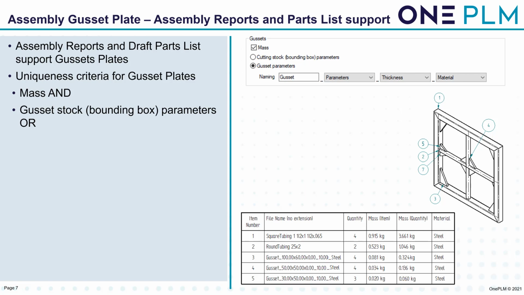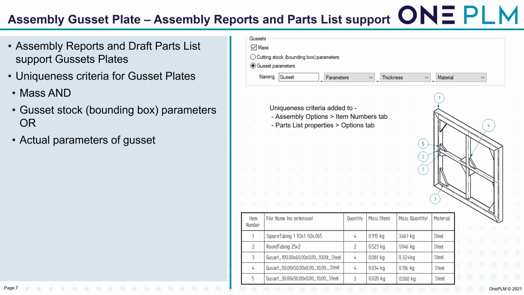So we've got mass, gusset stock, which is kind of like a bounding box parameter, or actual parameters of the gusset itself. We've got this as an option in our settings options section when we're in a draft, so we can see those different options shown on the right: mass, cut-in stock, and gusset parameters. We can see where those are in the parts list properties options tab.